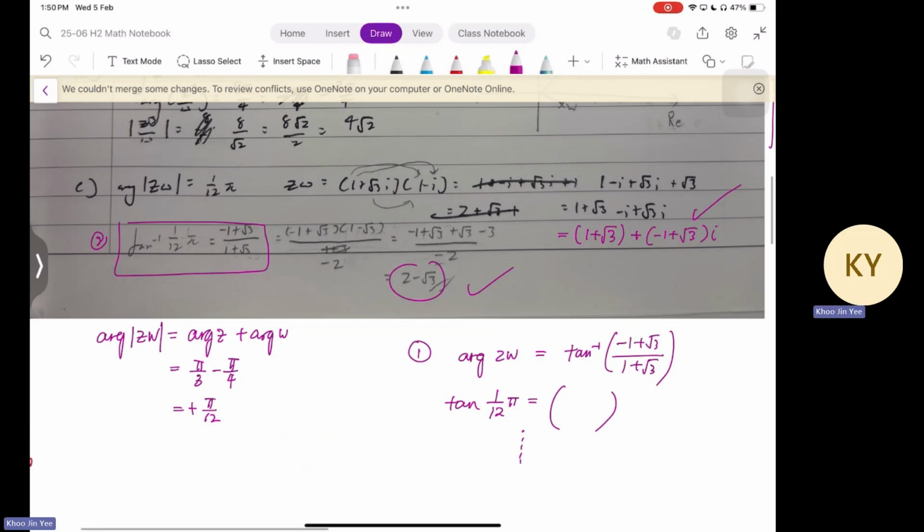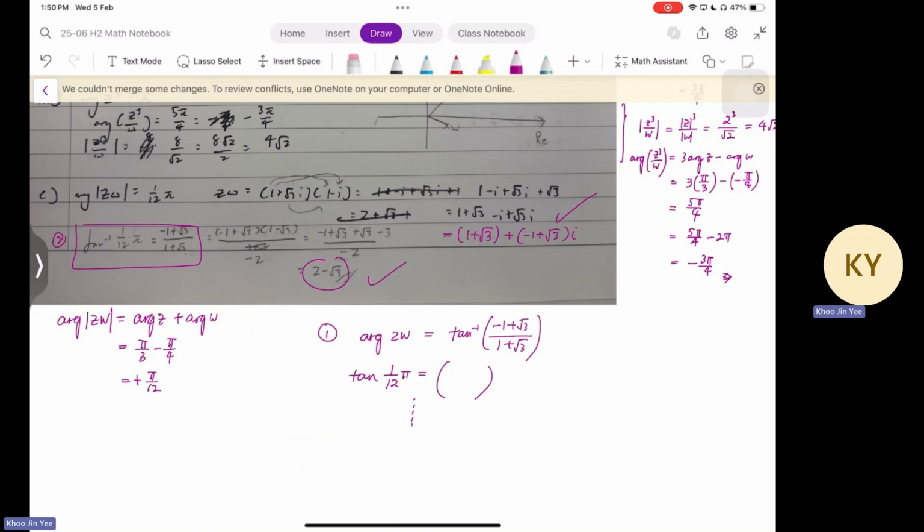Argand diagram, correct, you need to draw the Argand diagram. So the Argand diagram will be somewhat over here. This is ZW, like that, and this is pi over 12. This one over here is 1 plus root 3. This one over here is negative 1 plus root 3. Maybe drop a right angle triangle, so this right angle triangle like that.